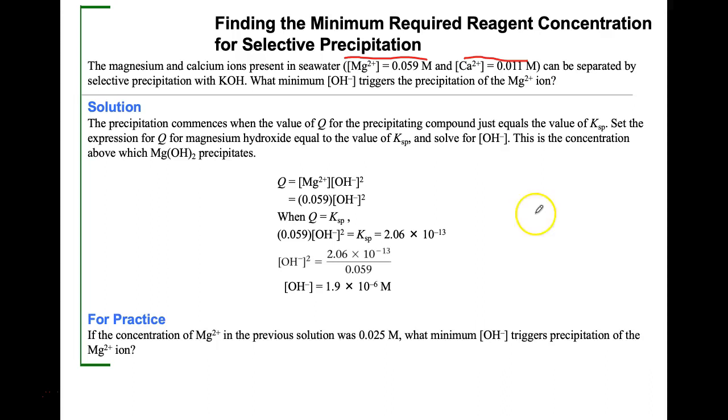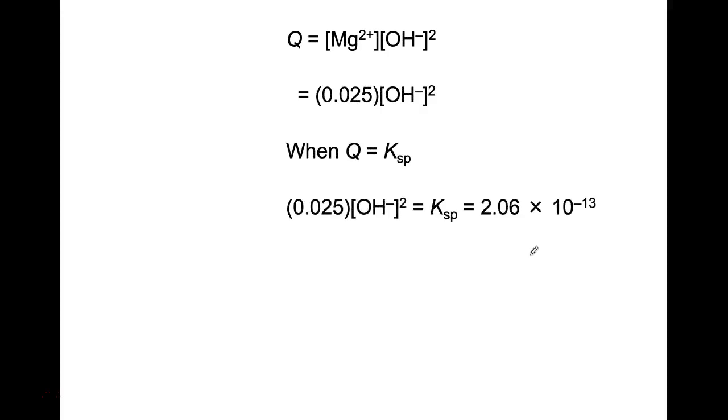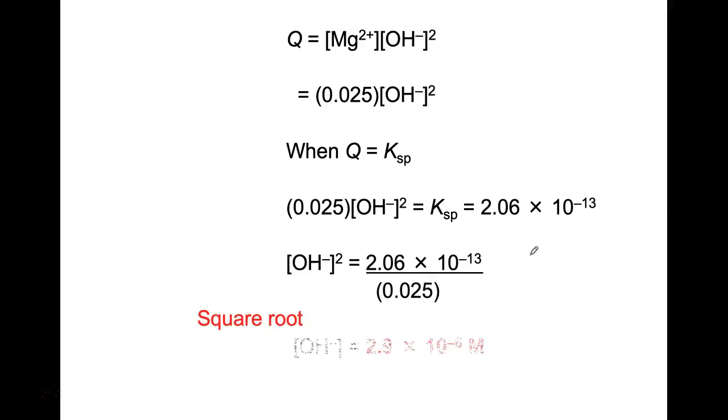For practice, let's plug in a different value for the magnesium. So instead of 0.059, we'll plug in 0.025 and see how the minimum then will change. Now you notice 0.025 is less than 0.059, a little more than half that. So let's do that one out and see what we get for an answer. Again, solving it for the hydroxide, we get 2.9 times 10 to the negative sixth, and that's pretty much a little bit like half of the other one. Okay. That's the end of the show.